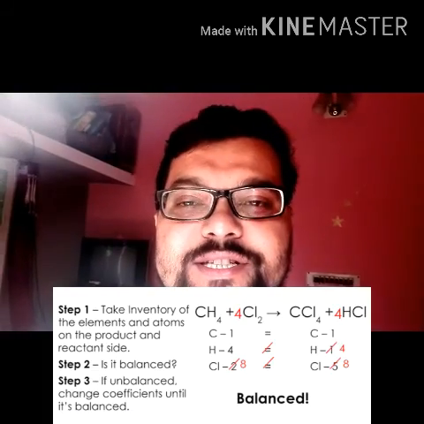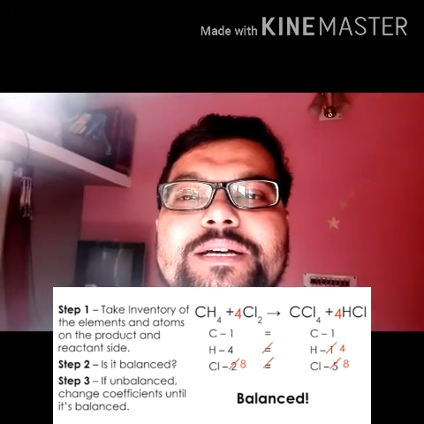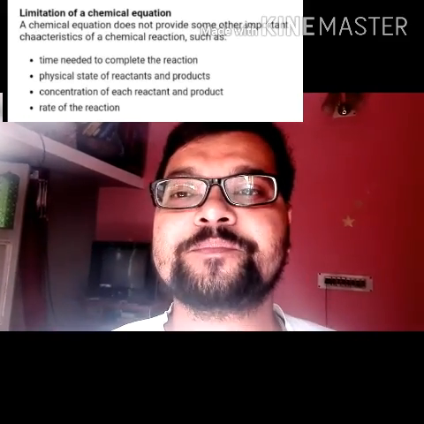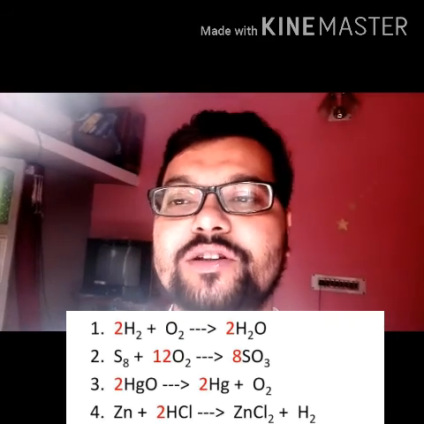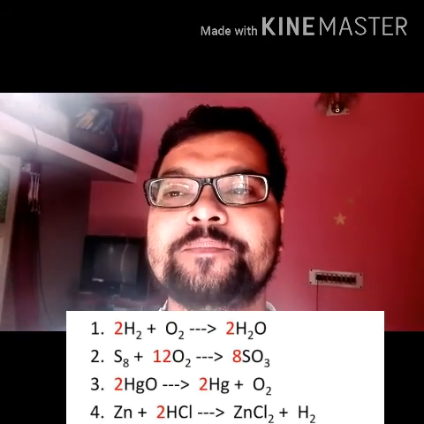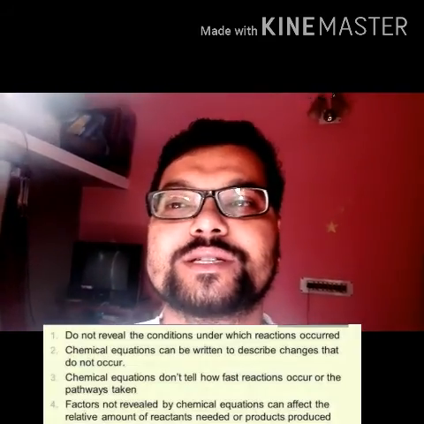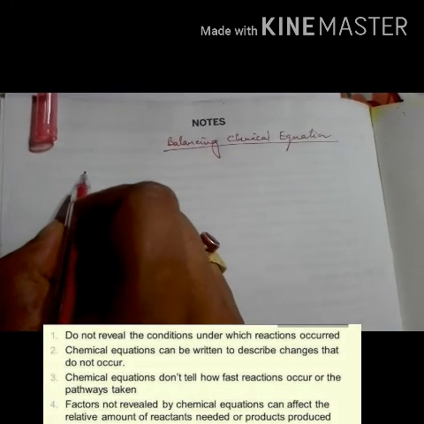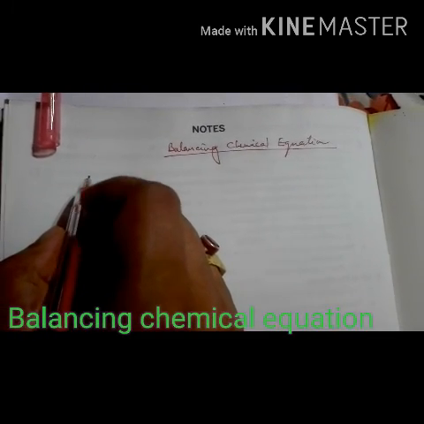Today in class 8 chemistry we will start with how we can balance a chemical equation, then move on to the different features by which we can make a chemical equation more informative, and also then move on to what a chemical equation conveys and what the limitations of a chemical equation are. So let's start with how we can balance a chemical equation.